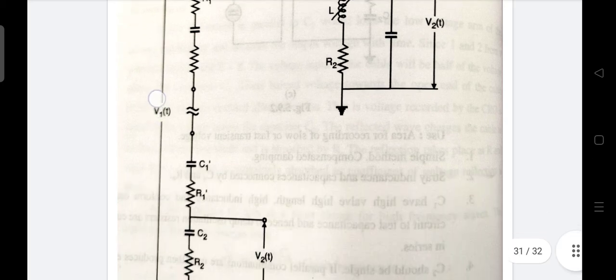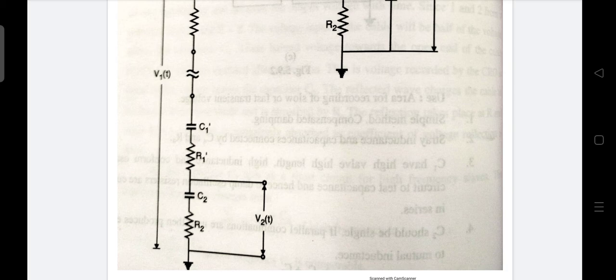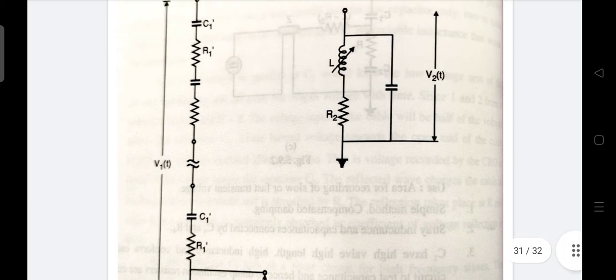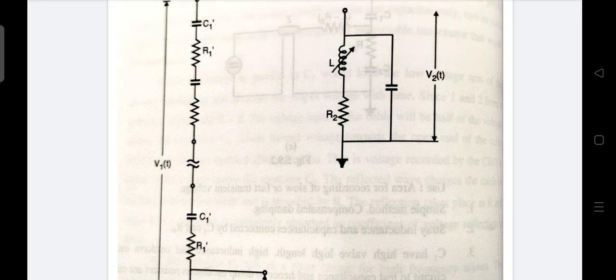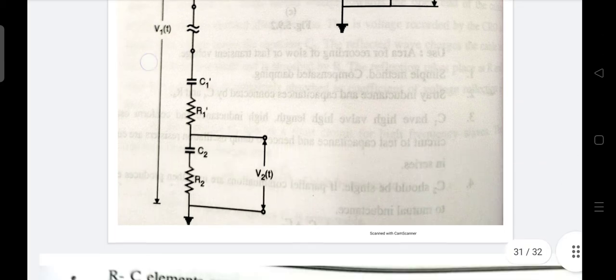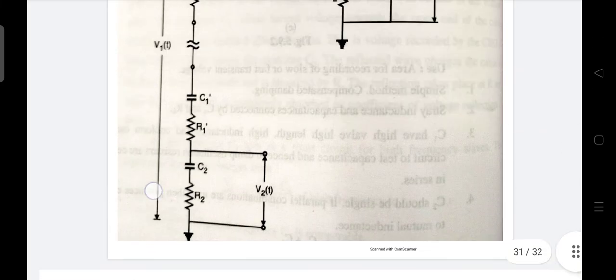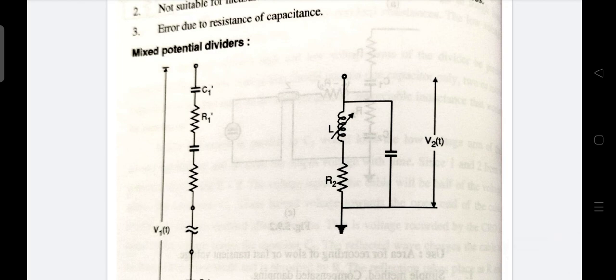The low voltage arm R2 is given L peaking by connecting a variable inductance L in series with R2, and for a correctly designed voltage divider L peaking will not be necessary. The advantages of this type of mixed potential divider are that fewer capacitors are required and cost will also be less. The disadvantage is a power loss of I square R, leakage current and inductance effect. So in this lecture we studied the potential divider method for measuring impulse voltage.